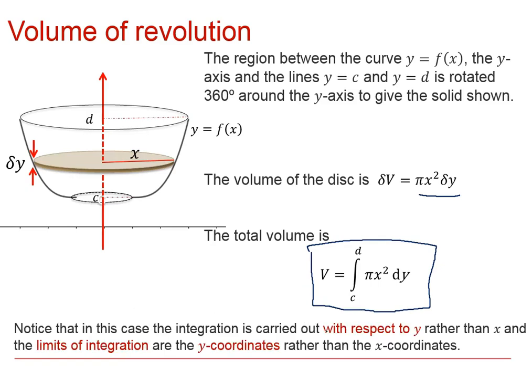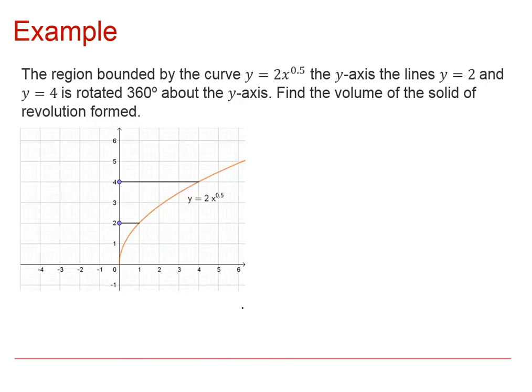In this case, the difference is that we carry it out with respect to y, because we're rotating around the y-axis rather than x, and that the limits of the integration are the y-coordinates rather than the x-coordinates. These two things are very important, and that's where it's very easy to make mistakes. So make sure you're really clear which axis you're rotating around, and therefore what you need to integrate with respect to and which coordinates you need to use.